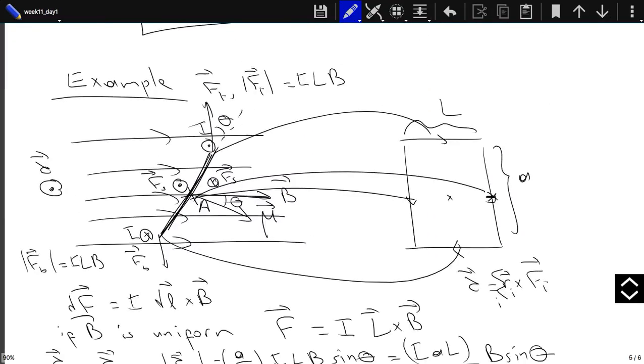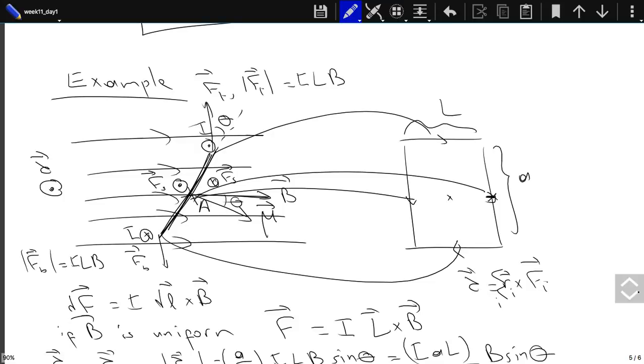So what are you doing? Are you translating it around? Under translation, there's no work done. So the work is 0. If you try to rotate it, you see, there won't be any torque if the magnetic moment and the magnetic field are in the same direction. If you want to rotate it, you have to exert a force. So you are doing some work. You have to do some work to rotate it.